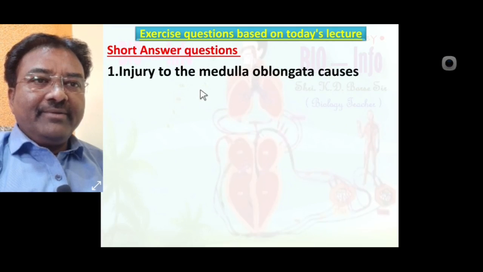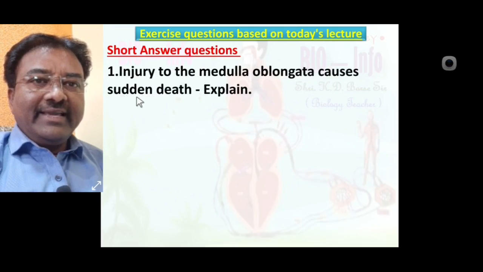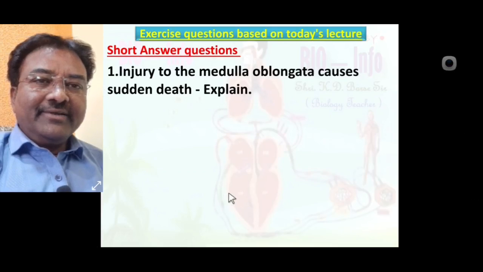Injury to medulla oblongata causes sudden death. Explain. Yes, medulla oblongata controls involuntary vital activities like heart rate, respiration, vasomotor activity and peristalsis. So with even a slight injury to medulla oblongata, such vital activities stop completely, so the person suffers sudden death.